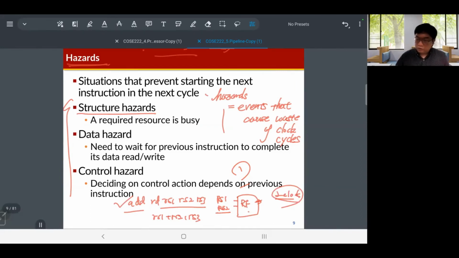This kind of hazard is called a structure hazard. Structure hazards are caused by a lack of hardware resources.